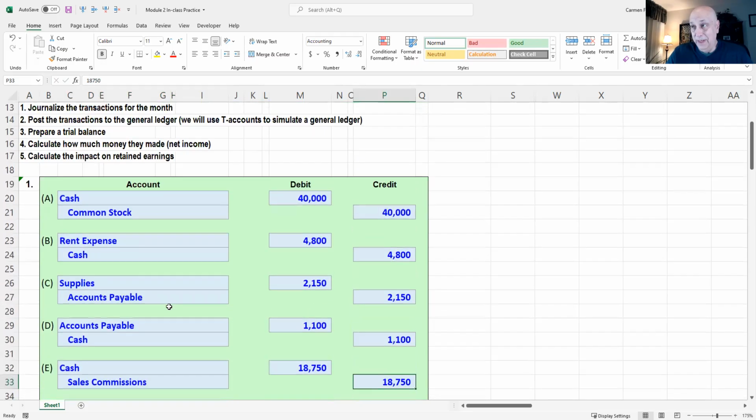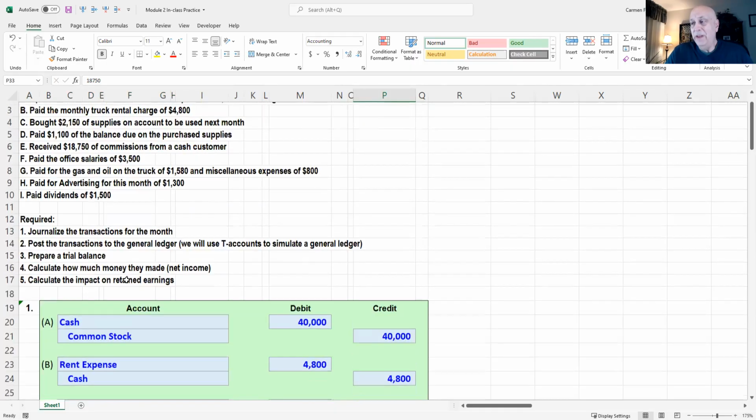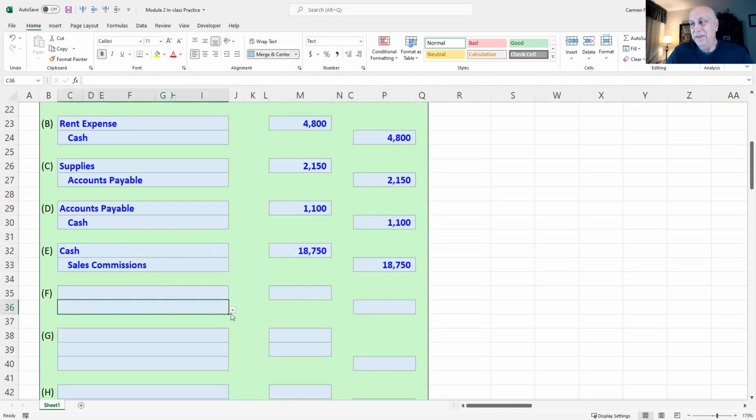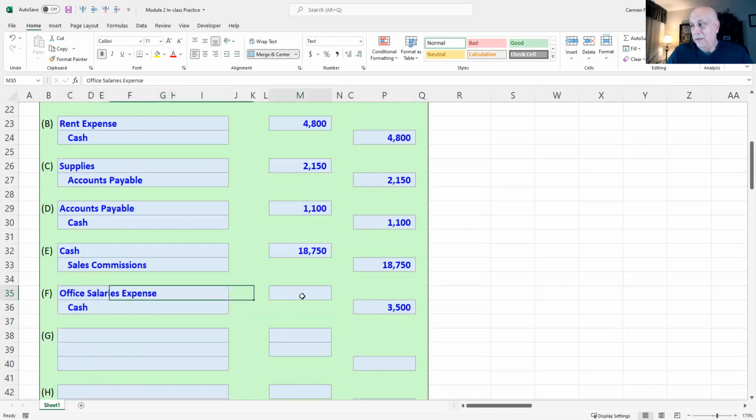So let's look at F. Now we can finally get to F, where we paid the office salaries of $3,500. Again, paid means cash is leaving the building. So cash leaving the building, $3,500. And we pay the office salaries, so we find an expense for that. Office salaries expense, $3,500. And again, expenses are always on the left side, as rent expense was on the left side as a debit. Salaries expense is on the left side as a debit. Why? Because expenses decrease equity. Revenues increase equity, expenses decrease equity.